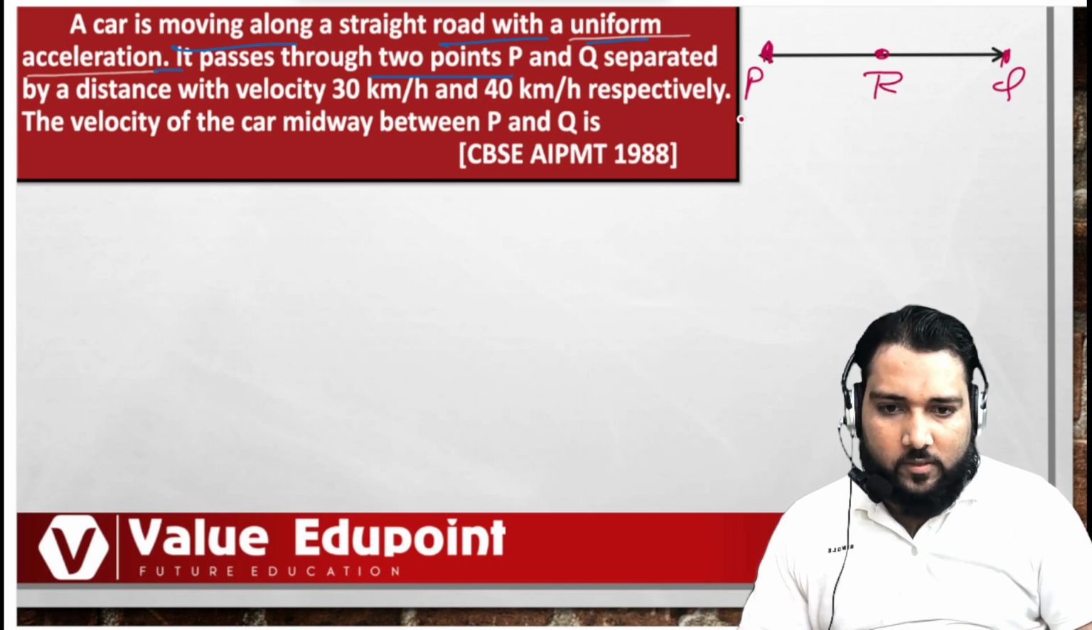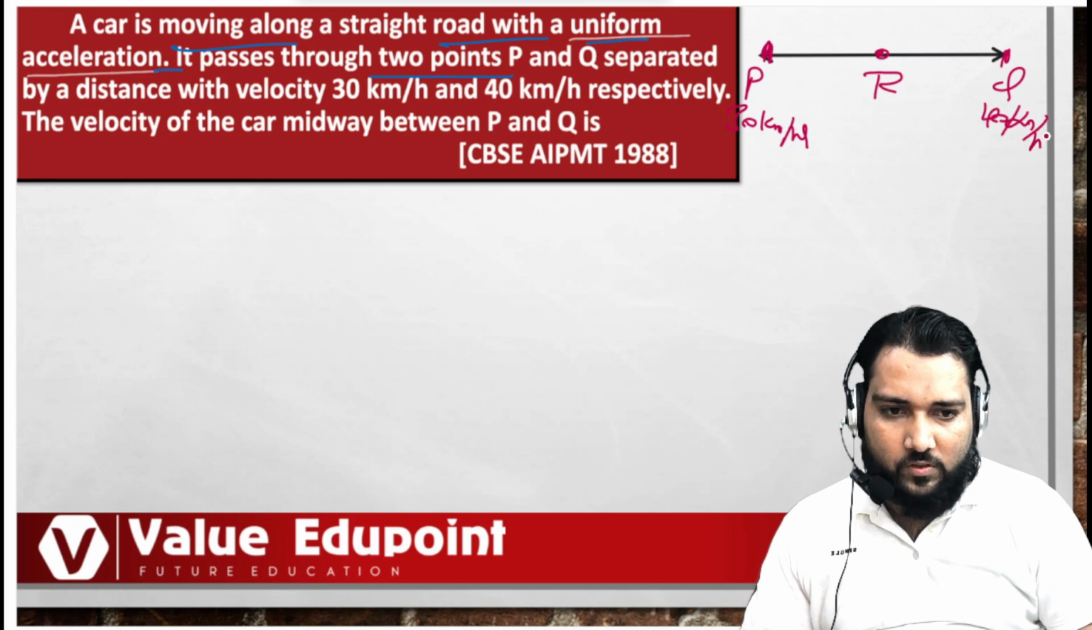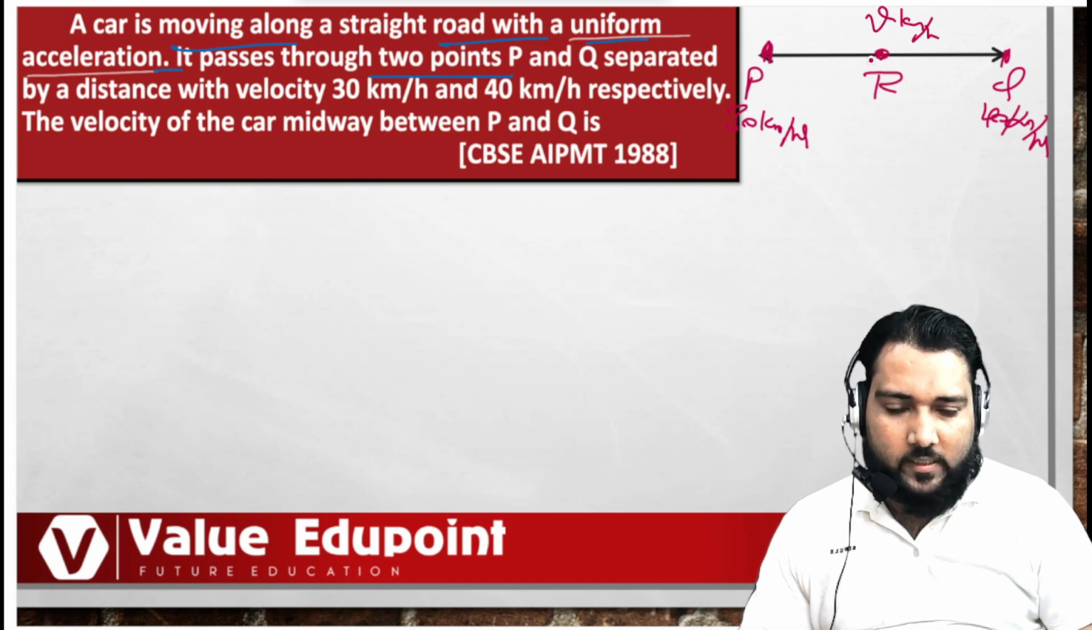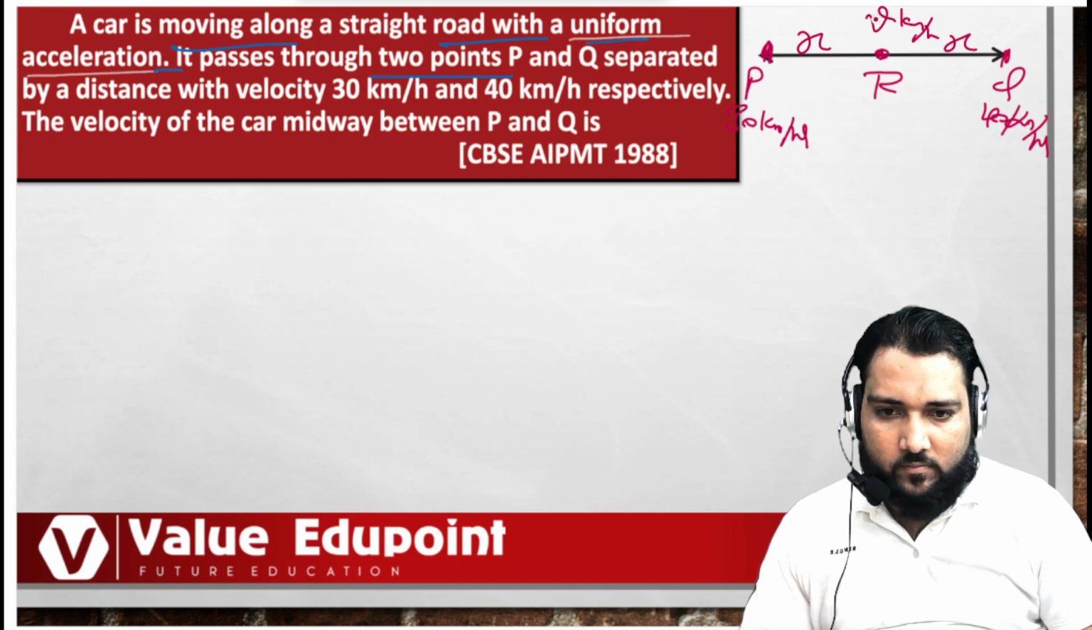So the velocity at this point is 30 kmph, kilometer per hour. Here the velocity is 40 kmph. Now the velocity at this point, we assume, is v kmph. So we need the velocity of the car midway between P and Q. So R is at midway. Suppose that this is the distance x, this is the distance x. So we have to find out the velocity.